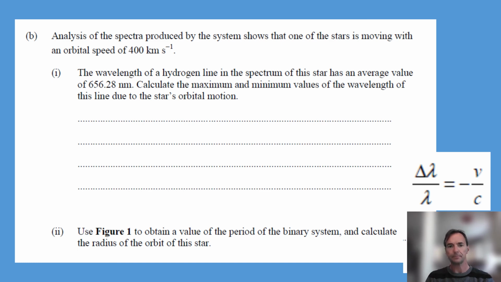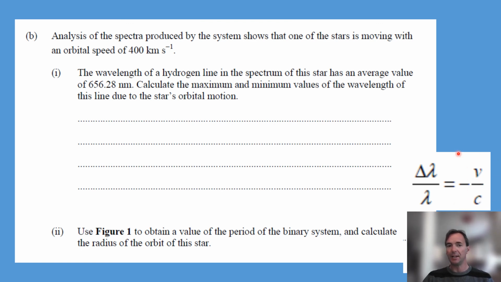Calculate the maximum and minimum values of the wavelength of this star due to the star's orbital motion. So therefore we need to go the other way in this case. We've been given the recessional and approach velocities, so we need to measure two changes in wavelength. That change in wavelength, delta lambda, is derived from the speed of light. We know this because it's on the formula sheet.